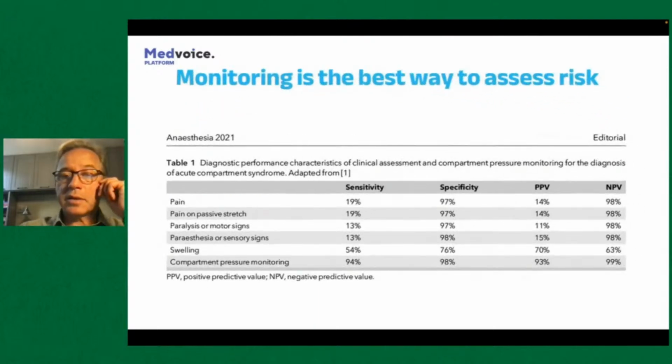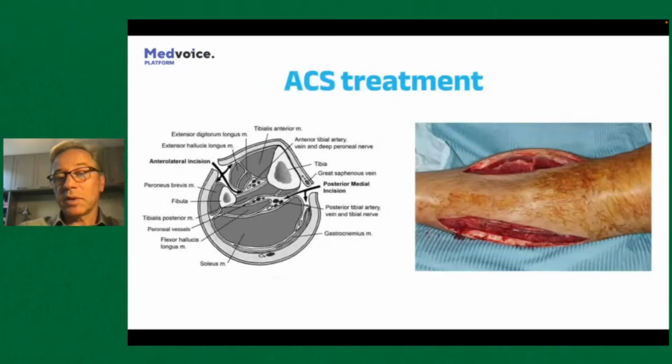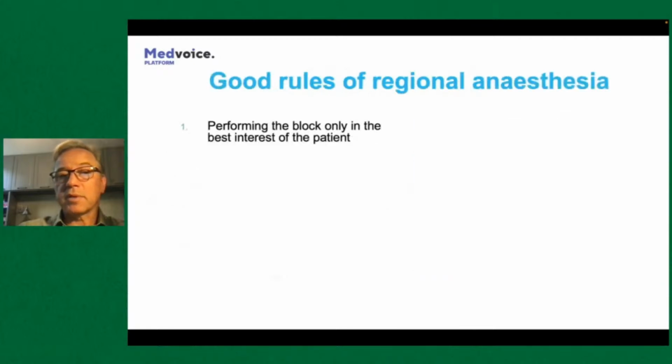And this is the graph from that article where compartment pressure monitoring has higher sensitivity and higher specificity. So measure the pressure, you will not miss this syndrome, and measure the symptoms. And the treatment is the fasciotomy if that happens.